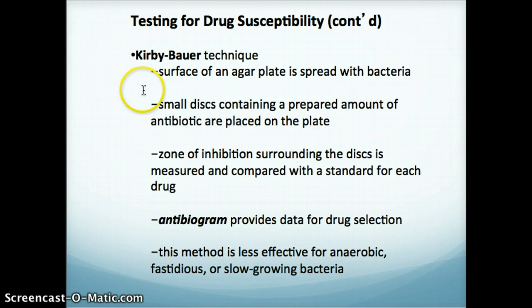So in the Kirby-Bauer technique, we spread the agar plate with bacteria, and then we place small discs that have antibiotics in them at places on the plate. And then after 2 days of growth, we measure that zone of inhibition, or clearing, around the disc to see how well it works against the particular bacteria. We can also do an antibiogram, which provides data for drug selection. And this one is really much less effective for anaerobic or fastidious growing bacteria.